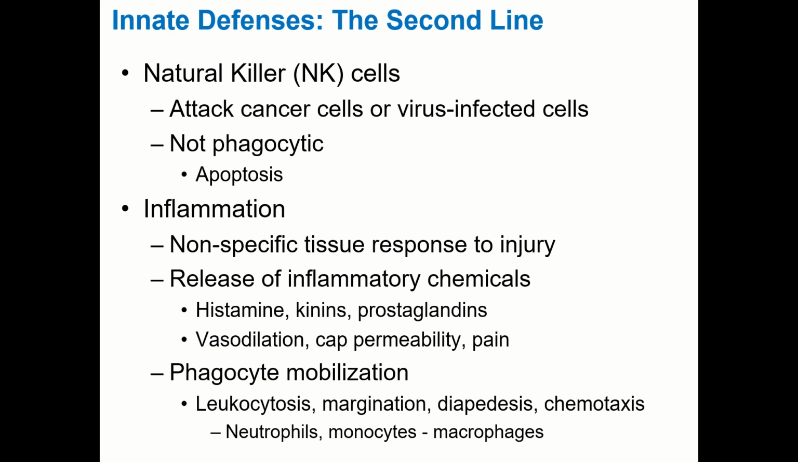So kinins do the same kind of thing. They also cause vasodilation and capillary permeability. The difference is, histamine is generally inside of your mast cells. Other cells release it too, but it's inside of the mast cells primarily. Kinins are a plasma protein, so they're floating around in the plasma, and in response to other chemical messengers, they initiate this inflammatory cascade that causes increased vasodilation and increased capillary permeability.